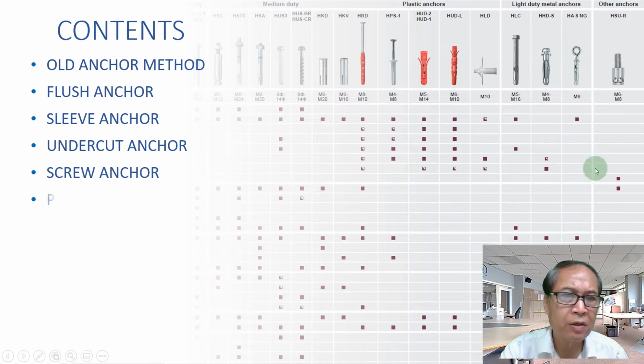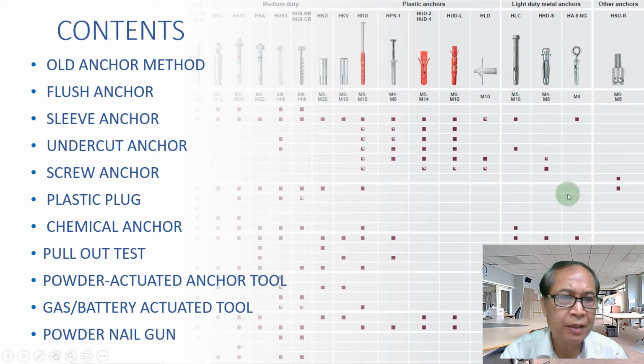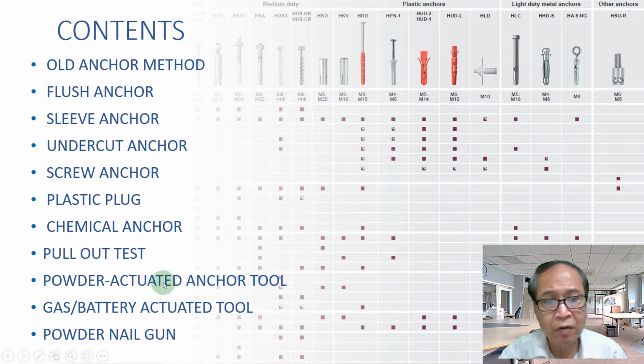We mainly talk about proprietary concrete anchors: expansion anchor, wedge anchor, powder actuator anchor, chemical anchor, different kinds of anchor for concrete.